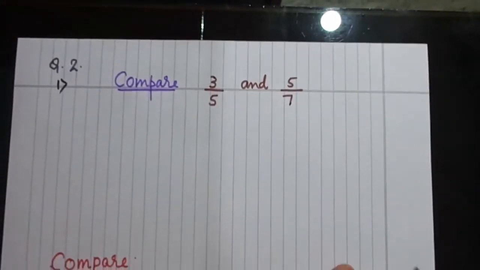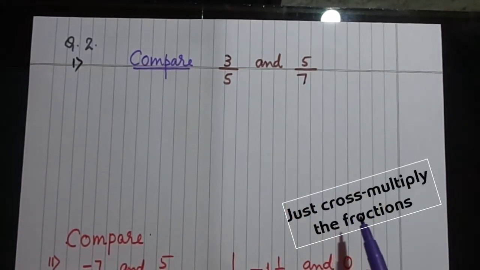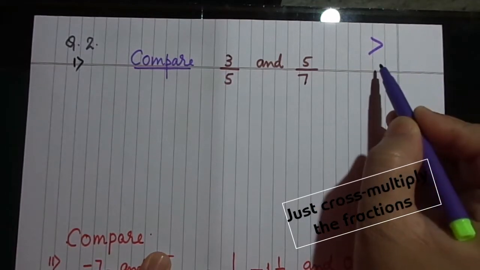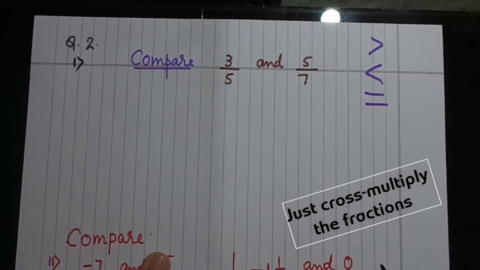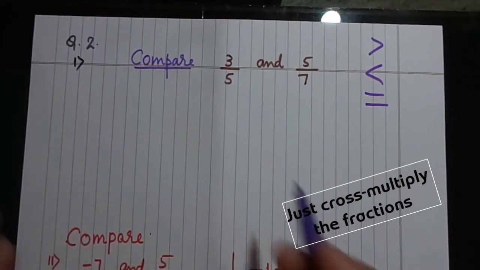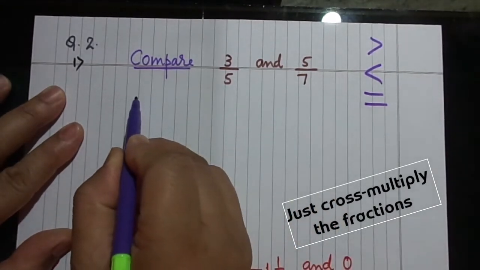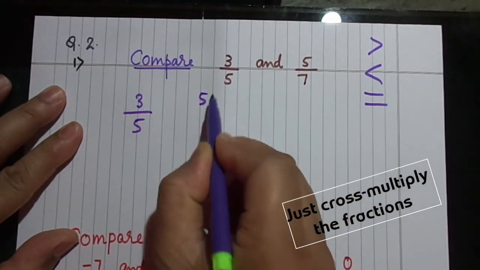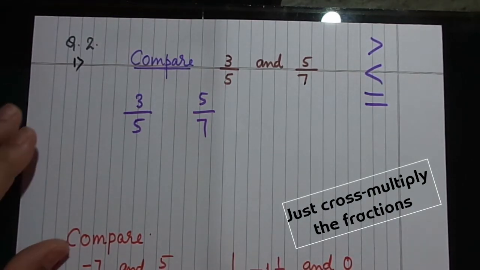We have question number 2, isn't it? In question number 2 we have comparison, and this comparison means either to put this greater sign or this smaller sign or equal to. So for that we need to understand cross multiplication. We have 3 by 5 and 5 by 7. So what we need to do? We need to cross multiply. So let me cross multiply.